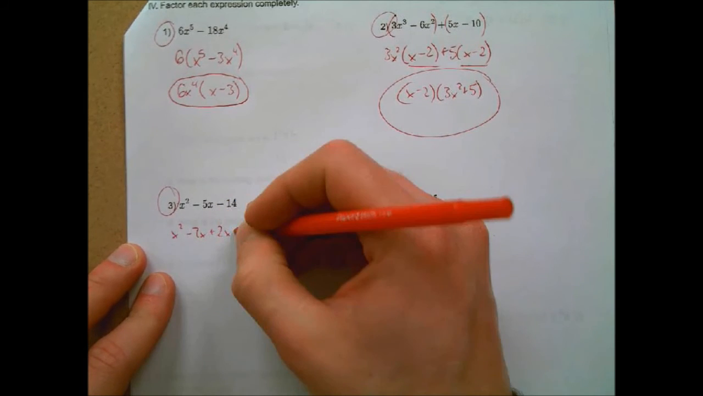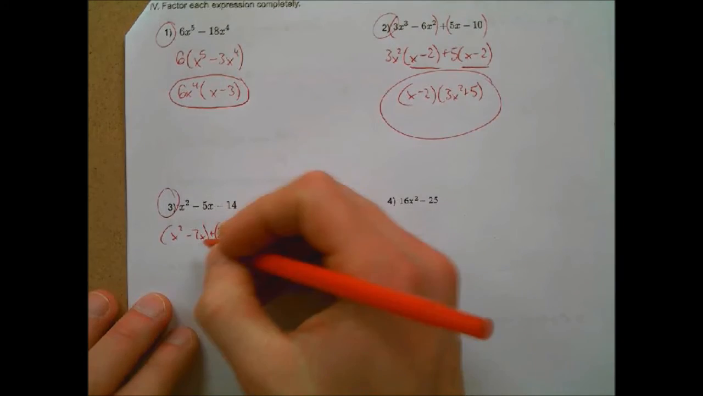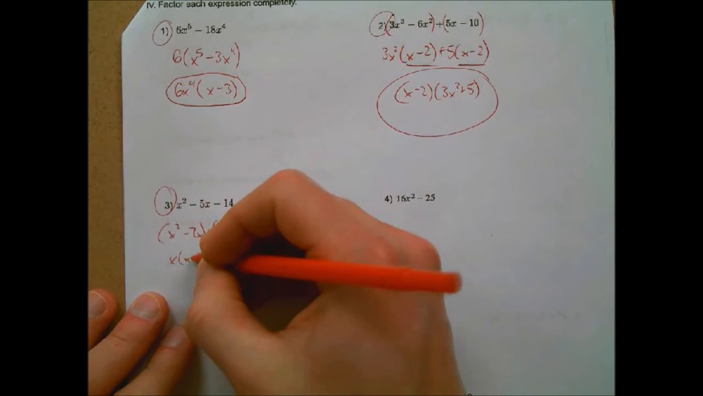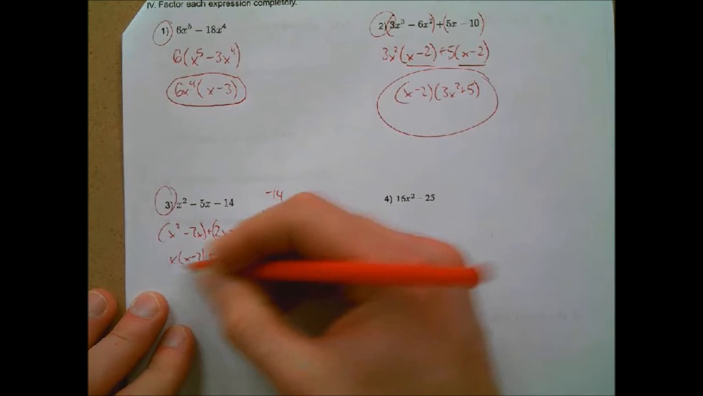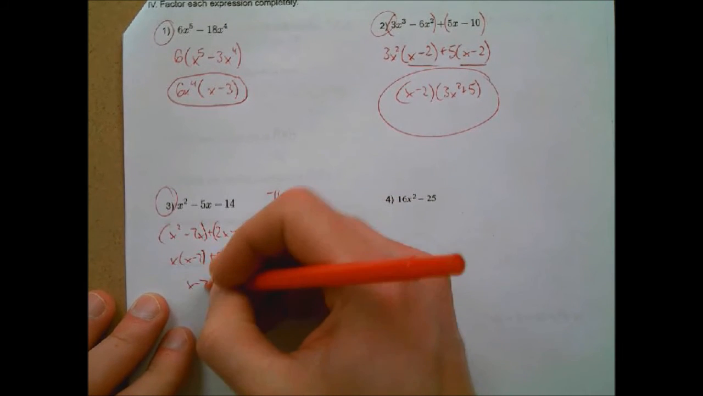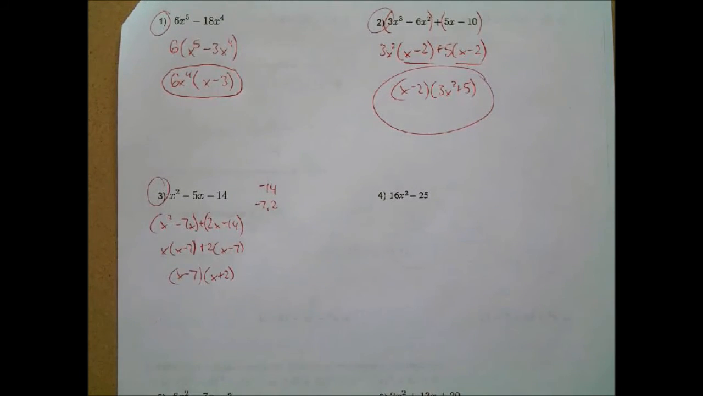Group the first 2, group the second 2. From the first group we can pull out an x. From the second 2 we can pull out a 2. And they both have an x minus 7 in common, so it's x minus 7 times x plus 2. And there's that factored.